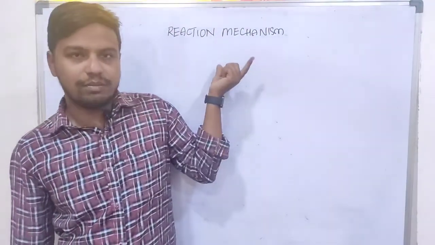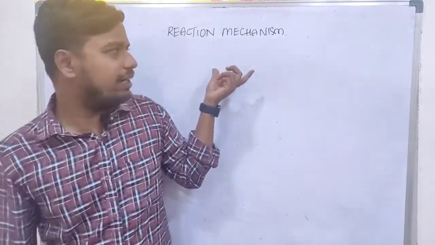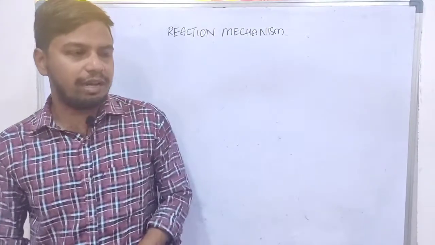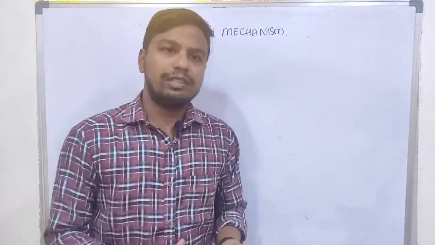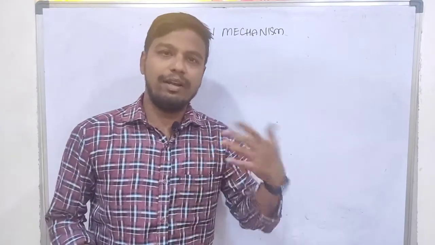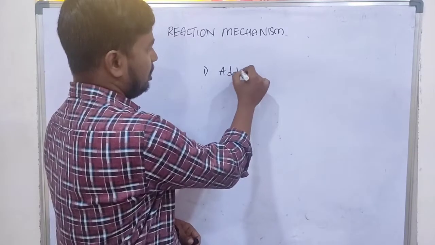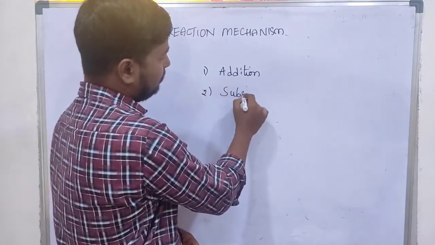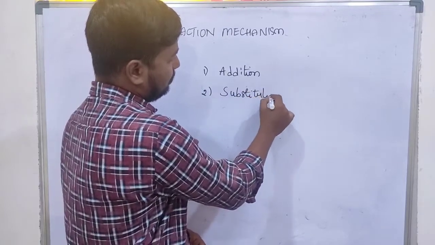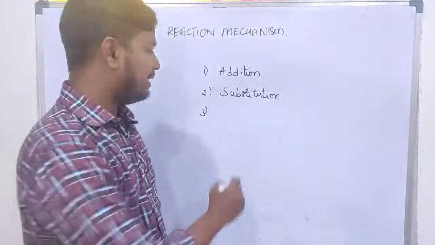Reaction mechanism is going to be one of the huge topics for your preparation. So let us begin. What are the aspects involved in it? Basically, there are types of reactions that a chemical would undergo. First one is addition reaction, another one is substitution, and the third one is elimination reaction.